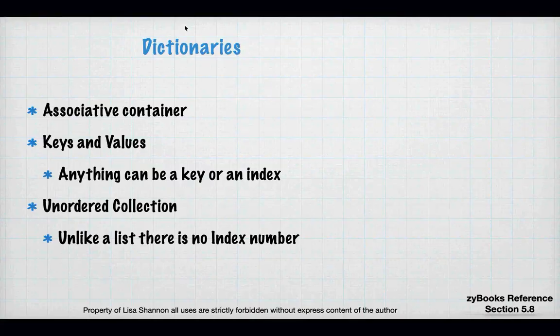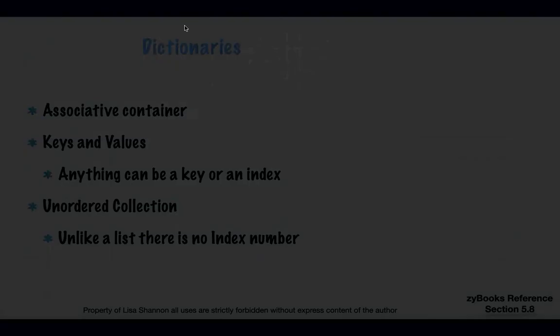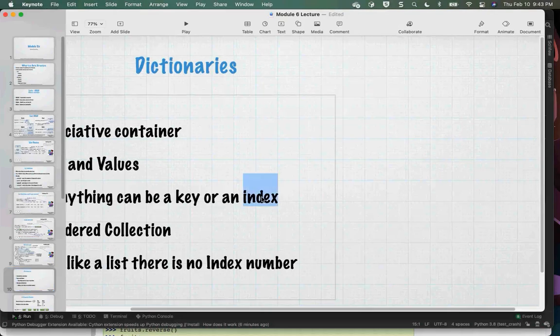All right, dictionaries. Dictionaries are the other kind of container or data structure that Python gives us. Dictionaries are key value pairs, and basically, anything can be a key. Sorry, that should have said value. It's an unordered collection, so it doesn't have an index number.